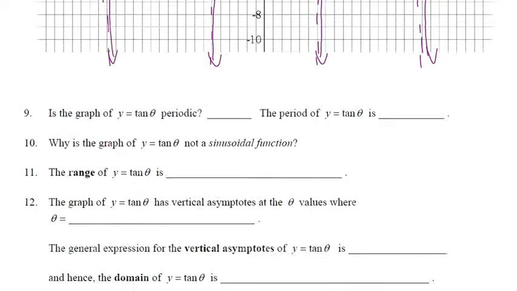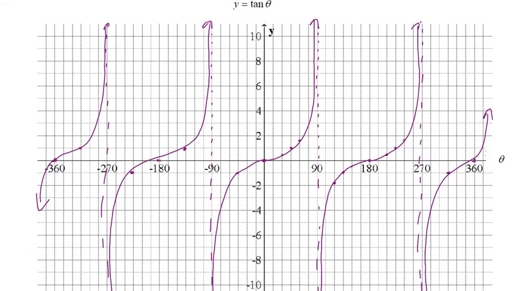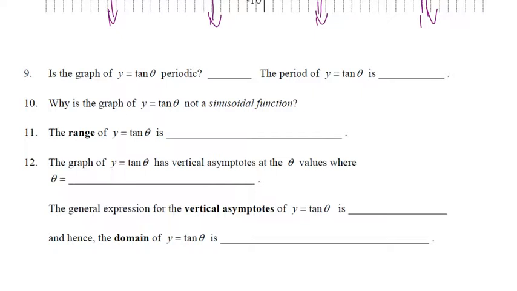Is the graph of tan periodic? Does it repeat? Yes. The period is what? Measured in degrees along the x-axis, how long does it take to run through one complete cycle? 180. Thank you. So a complete set of values would be all of the negatives and then all of the positives, right?